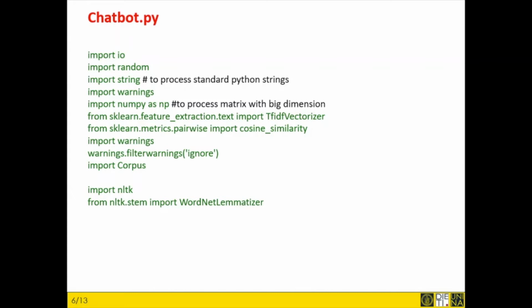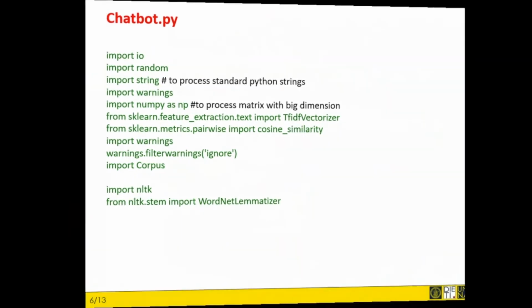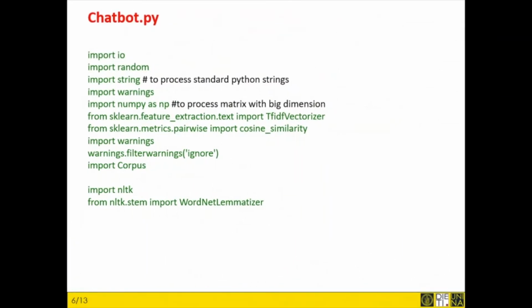String is the library needed to work with strings. I remind you that the text, before being preprocessed, is a string, a huge string. Warnings messages alert the user to an unexpected condition in the program. NumPy provides us all the utilities to work with matrices and arrays. Scikit-learn feature extraction provides the utility to extract numerical features from the content. In other words, we use it to tokenize and normalize the text.